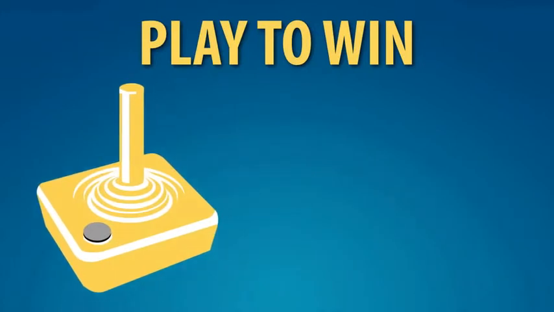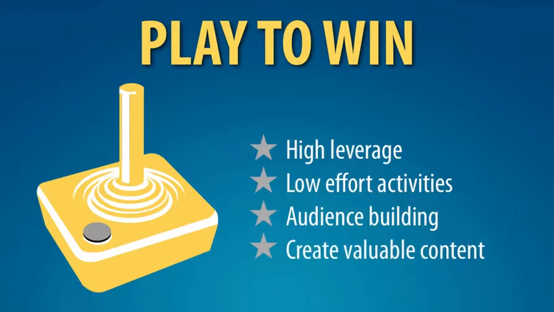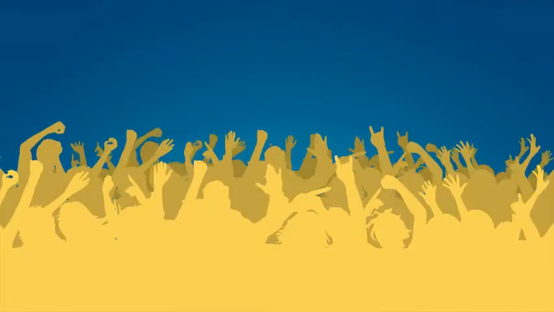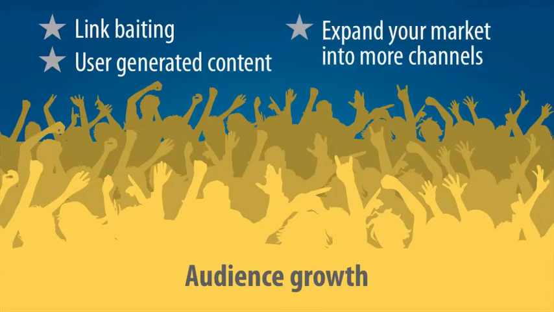You start at the bottom of the content pyramid with high leverage, low effort activities, audience building, and create successively more valuable content that gets you more and more valuable links while maintaining your leverage. As your audience grows, you can begin to do even higher level activities like link bait, user-generated content, and expand your marketing into more and more channels.